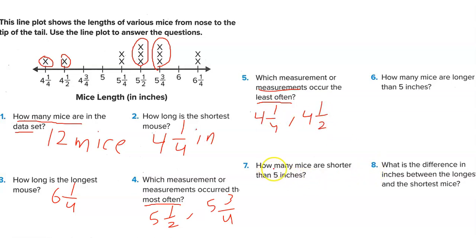Okay, how many mice are shorter than 5 inches? Here is the measurement of 5. I need all mice that are shorter than 5, أقل من 5. So I count here. How many x? 2. So I have 2 mice. يعني عندي فأرين فقط قياسهم أقل من 5 inch. How many mice are longer than 5 inch? I count here. So 1, 2, 3, 4, 5, 6, 7, 8, 9, 10. So I have 10 mice.